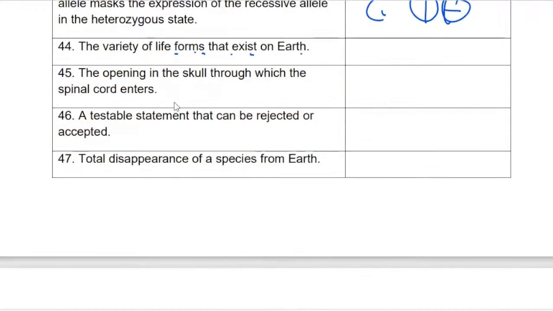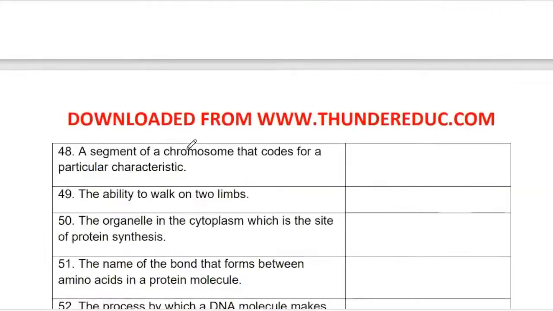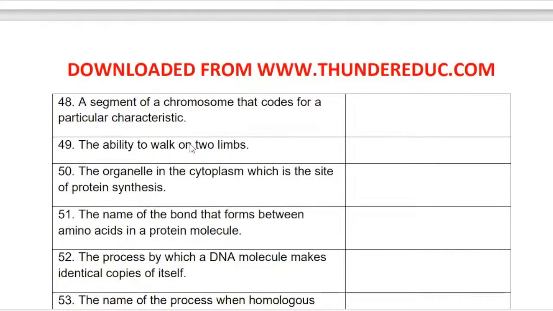They're saying that the variety of life forms that exist on Earth is called biodiversity. The opening in the skull through which the spinal cord enters, we call it foramen magnum. The testable statement that can be rejected or accepted is a hypothesis. Total disappearance of species from the Earth, we call it extinction. A segment of chromosome that codes for a particular characteristic, we call it a gene.